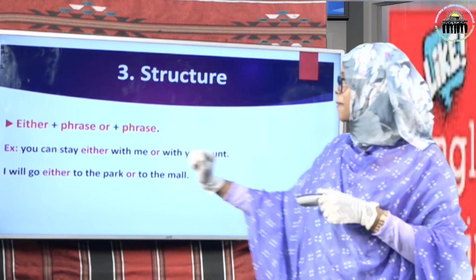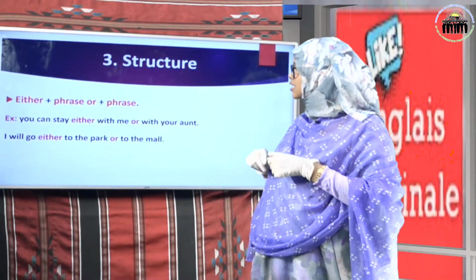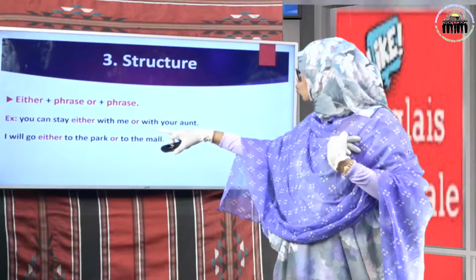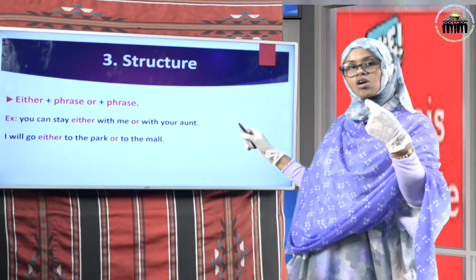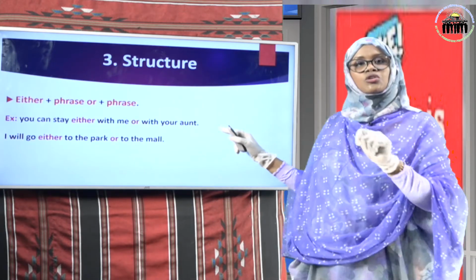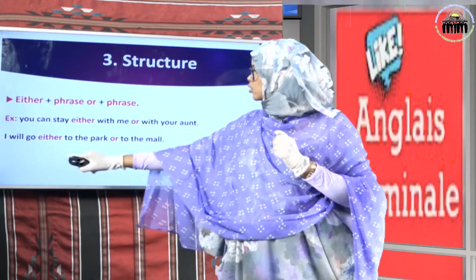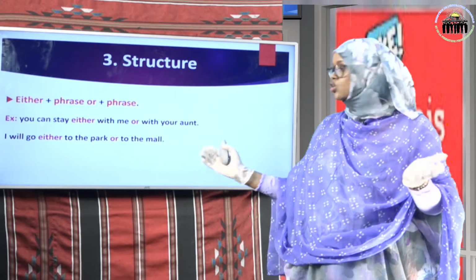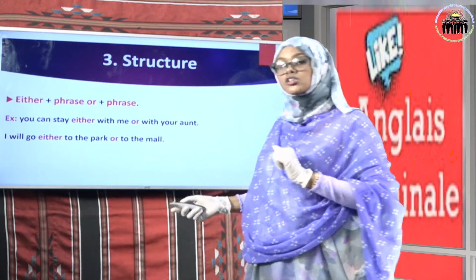Either plus phrase plus or plus phrase. You can stay with me. This is the phrase. You can stay either with me or with your aunt. This is the phrase, okay? Two choices. You come with me or you stay with your aunt. Two choices, two options. Another example. I will go either to the park or to the mall. I will go to the park or I will go to the mall. I have two choices still.